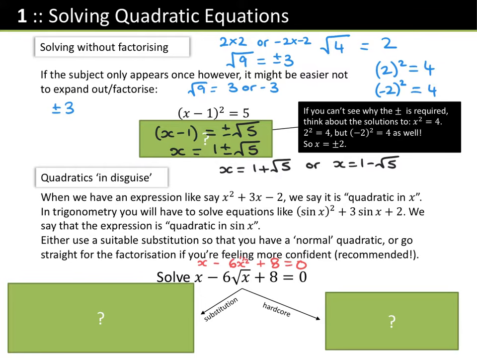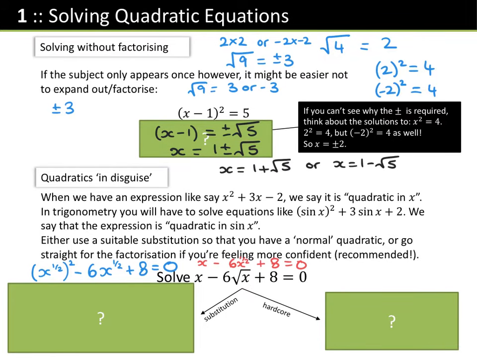Now, if we multiplied x to the power of a half times x to the power of a half, I'm going to get x. So this is in fact x to the power of a half squared, because that's going to give us x to the power of 1, minus 6x to the power of a half plus 8 equals 0. All I've done is rewritten x in terms of halves, x to the power of a half.